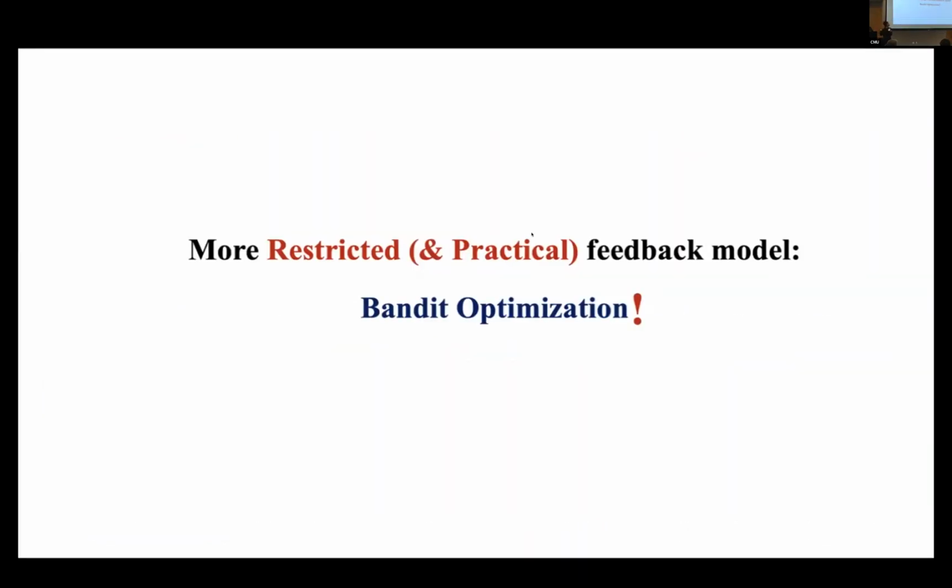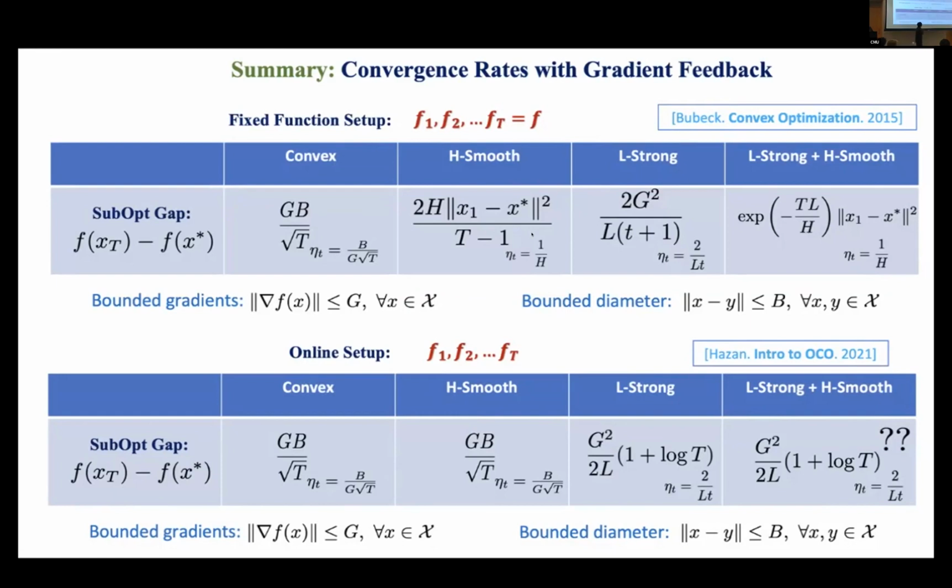Thinking about the online smooth case, where does the H come in? You can't exploit it. Even if the functions are smooth, you can't exploit it. This is the best rate gradient descent can give. I'm not very sure if there is any other algorithm which can actually improve this rate. Maybe something like ellipsoid or cutting plane methods can give a better rate. But gradient descent gives the same rate. It can't exploit smoothness. It's very different from the behavior in the fixed function setup, but in that setup it can.